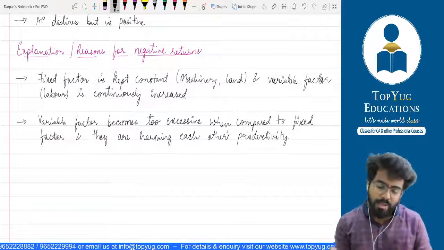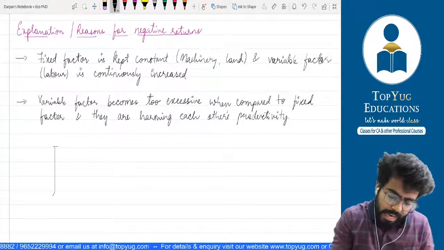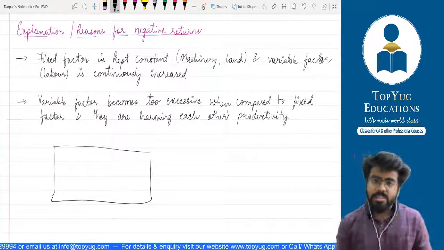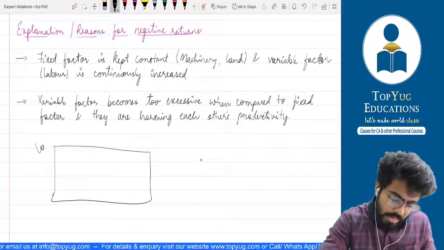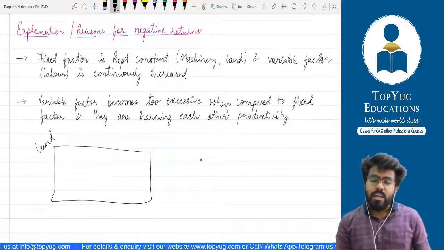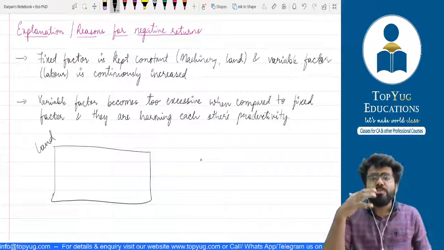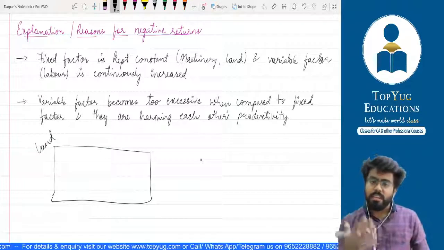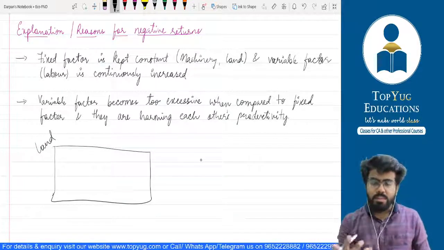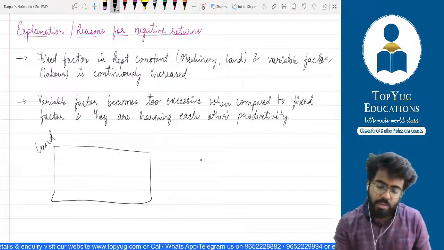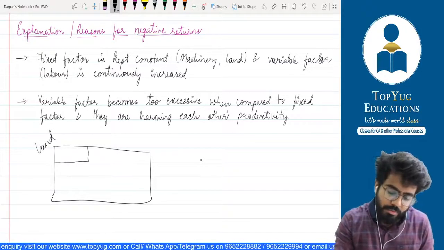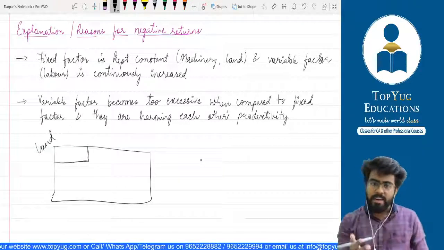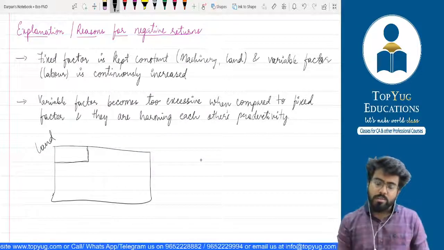What can be another example? Let's say my land is fixed and the area of land is this much. So this is land. And what am I doing? Let's say I'm employing laborers to farm in this field. I'm employing farmers and telling them, you farm in this field. So let's say I've employed the first laborer. The first laborer is able to farm in this much area. Can he cover the entire land? No, the land is huge. The first laborer is able to cover that area.